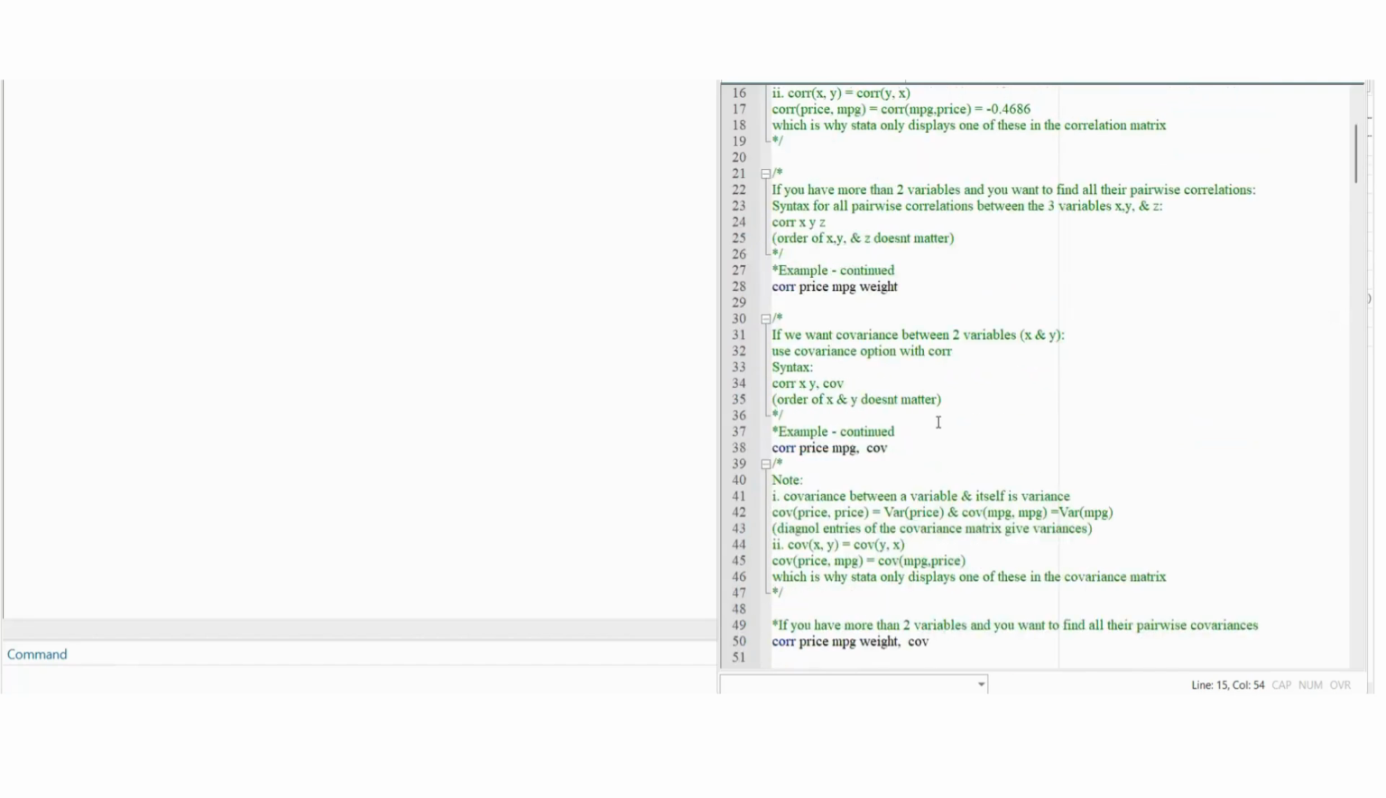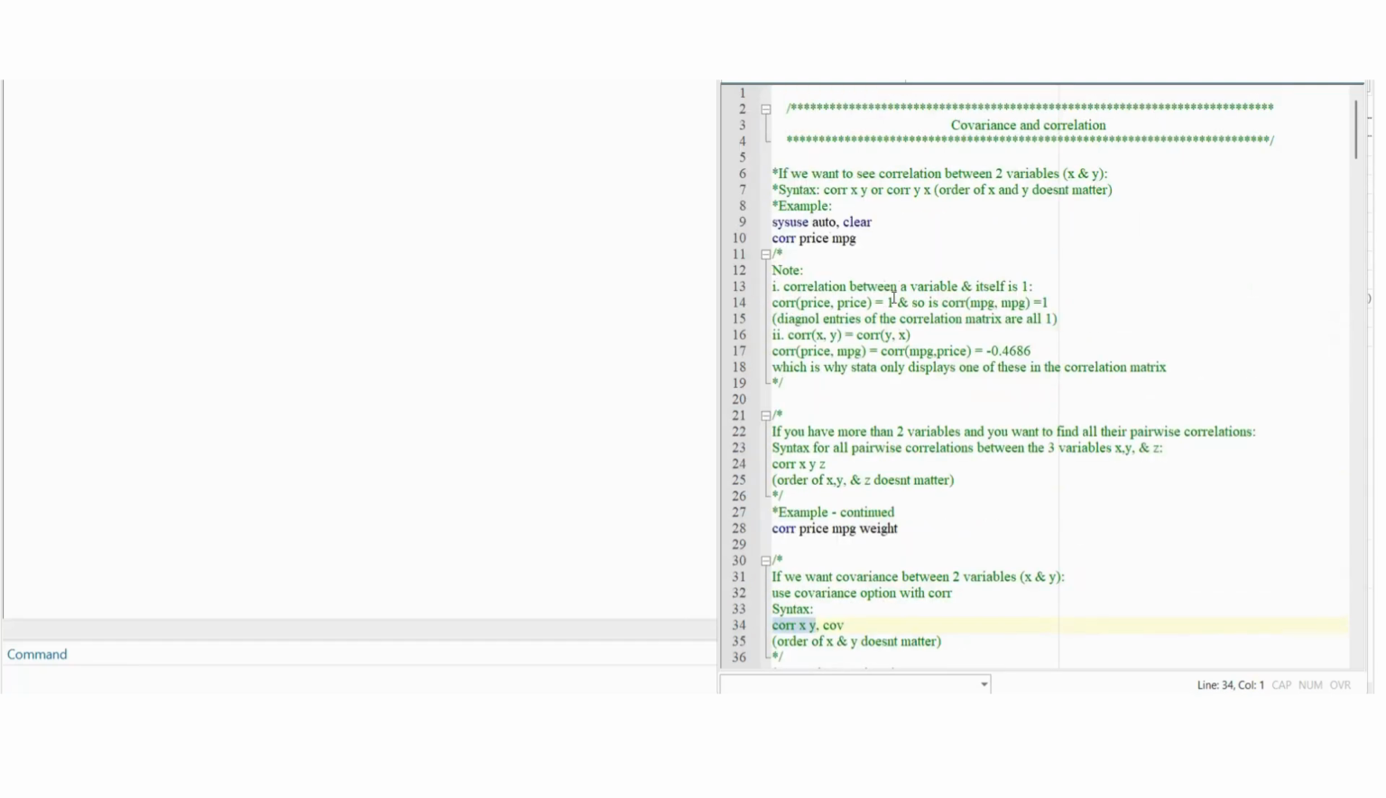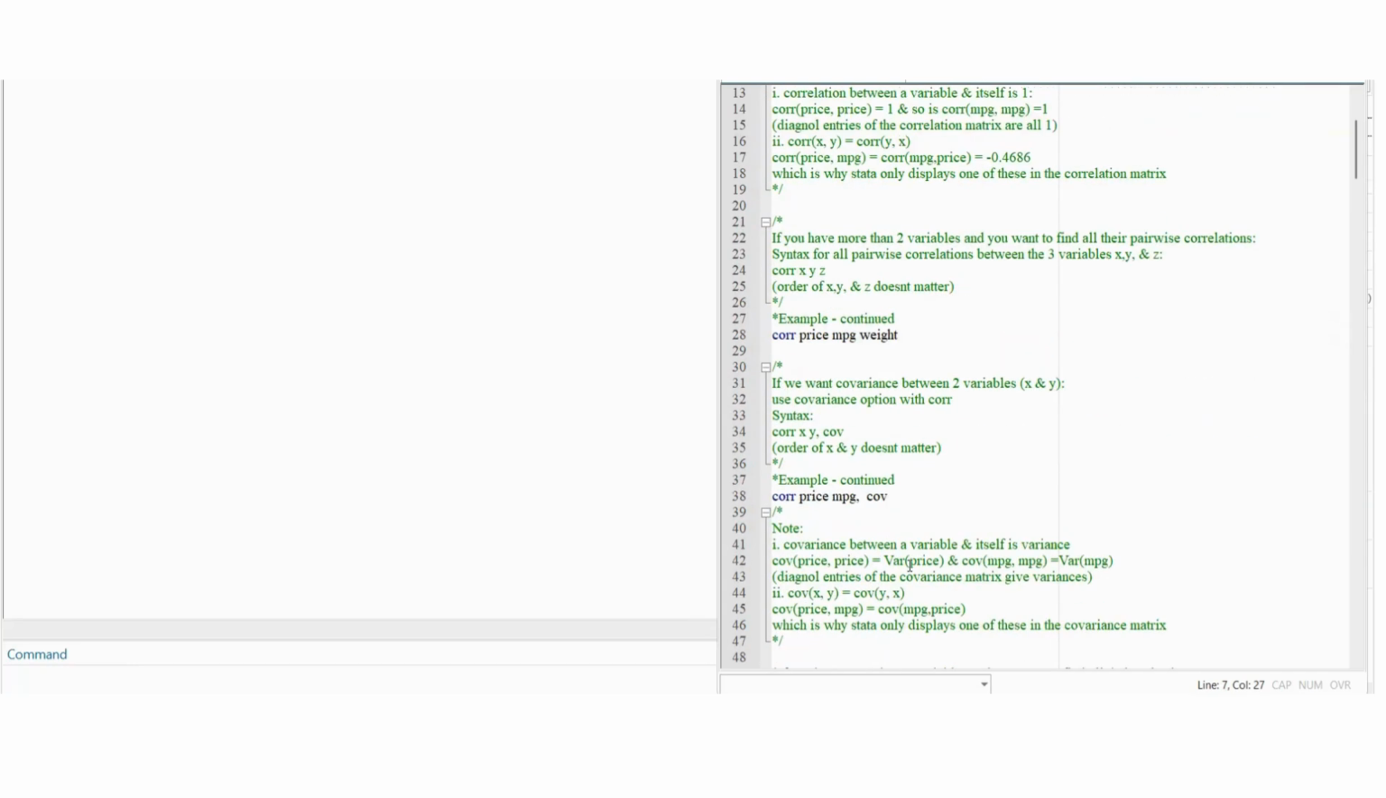So if you want to find the covariance between two variables, say x and y, for this we use the covariance option with the correlation command, which for short we can write as CORR. So the syntax is this: we write correlation xy, just like we did before. So it's correlation xy or correlation yx, order doesn't matter. But now we'll add the covariance option after that. So this will give us the covariance between x and y.